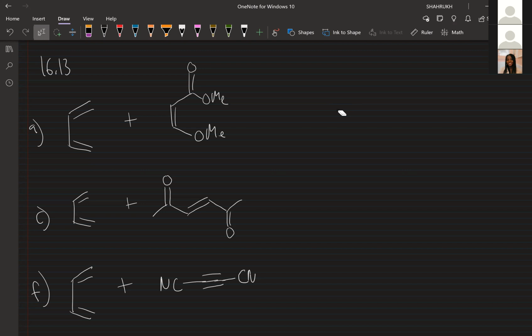You see this in all of these examples: you have 4 plus 2. So it's a 4+2 cycloaddition, because you form a cyclic ring when they come together. Let's start with A, which is a very simple one. I think I accidentally messed up this here. Okay, it should be like that.